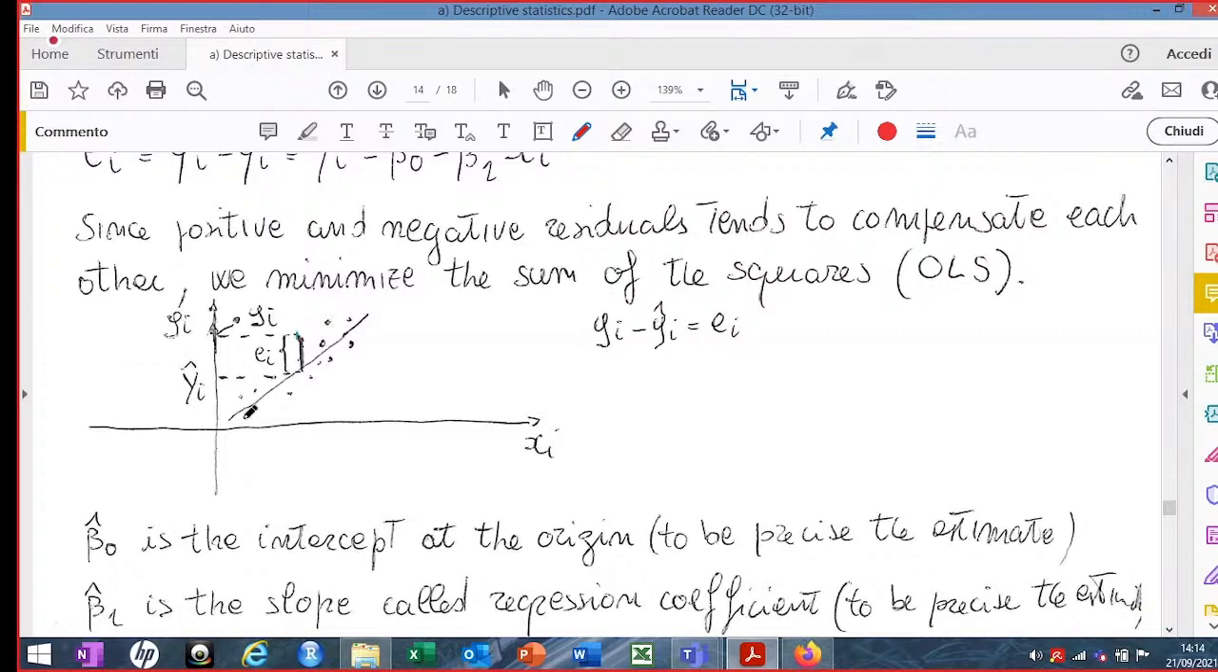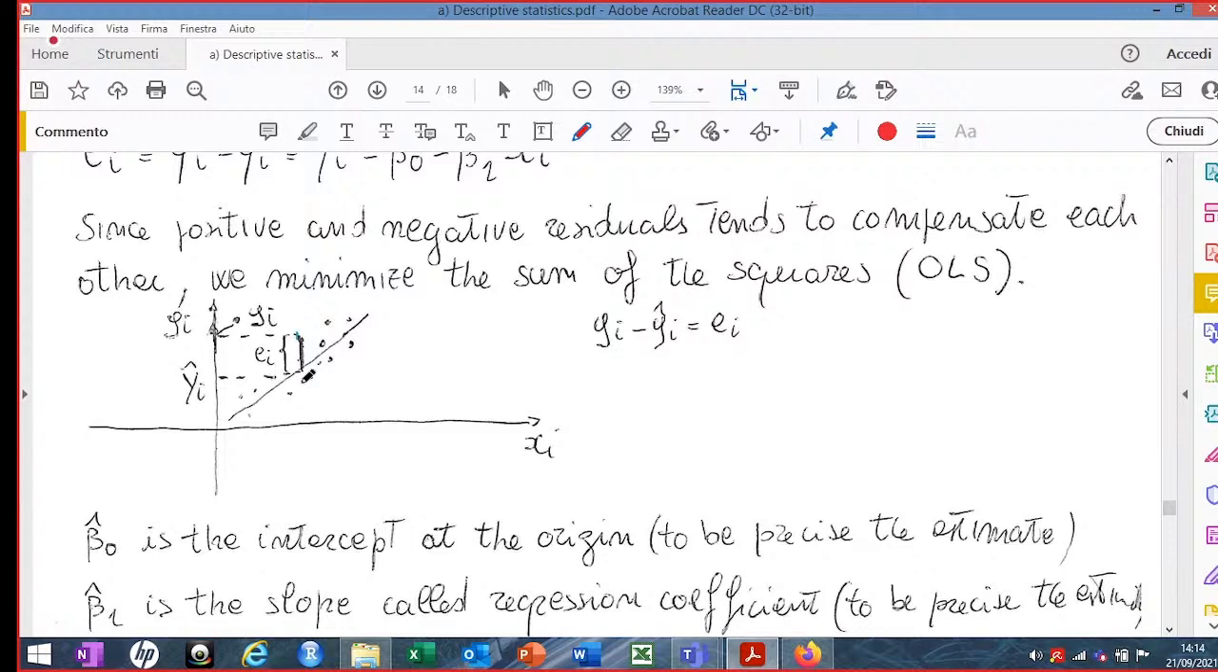Guys, to estimate a straight line, what do you need? In mathematics, you need to know the slope, which is m, and the intercept at the origin, which is q. In mathematics, I have shown you how to get the equation of a straight line when you have 2 points, because through 2 points only one straight line passes. Here instead you have a lot of points, and obviously you cannot get a straight line passing through all the points. So you want to find the straight line that best represents our data. So how can you do that, guys?